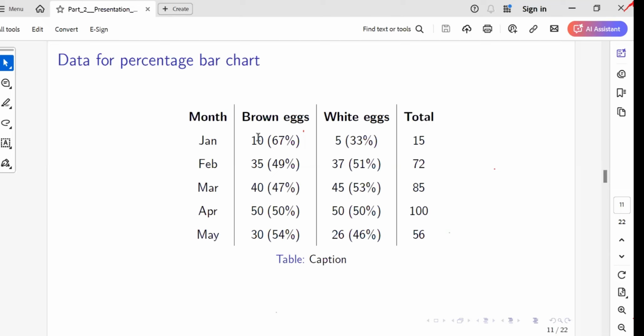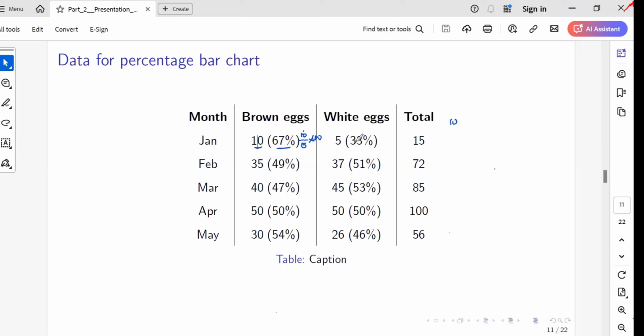So for example, there are 10 brown eggs for the month of January. How did we get 67%? So here, let's say I have 10. This is my 10 out of the total, which is 15, times 100. And if you use a calculator, you find that 10 out of 15 times 100 is 67%, okay?